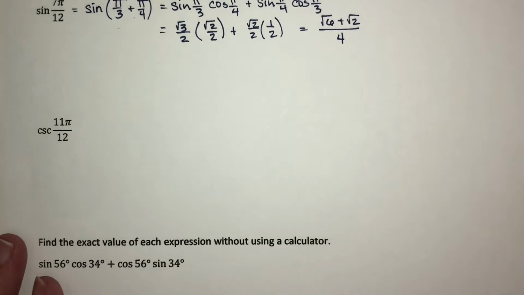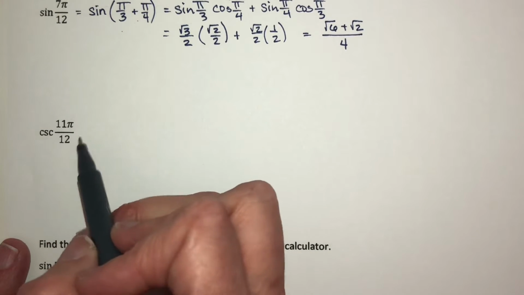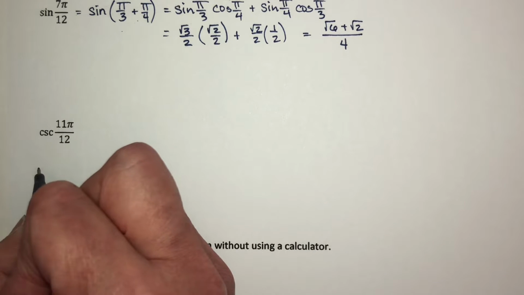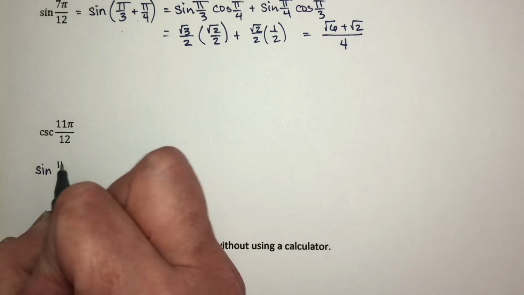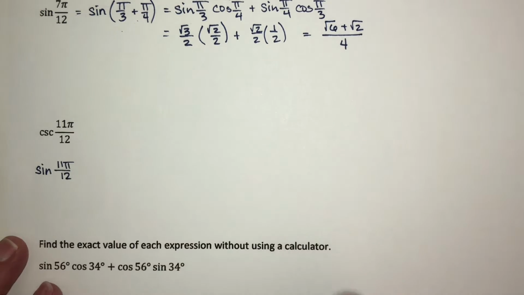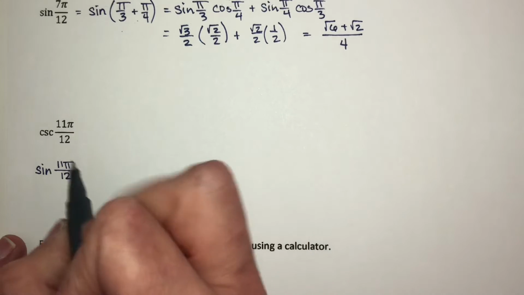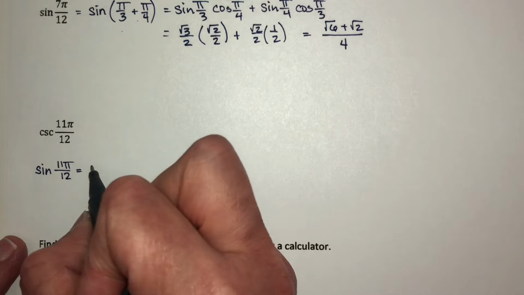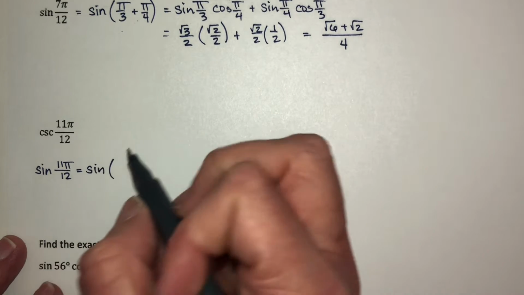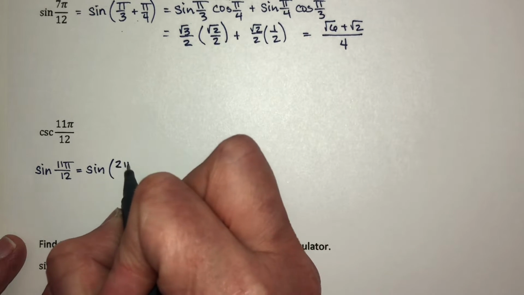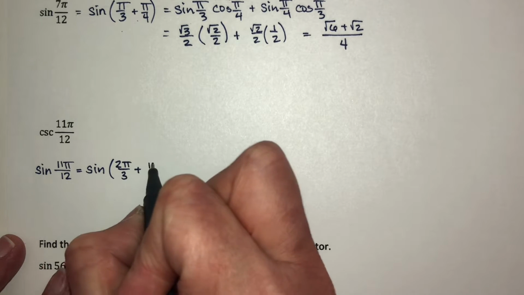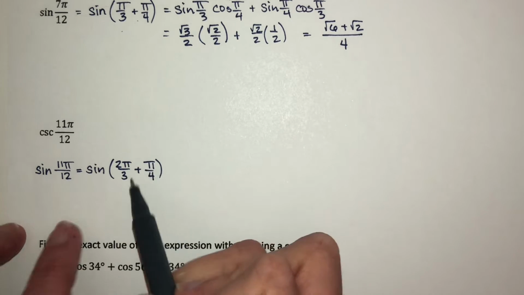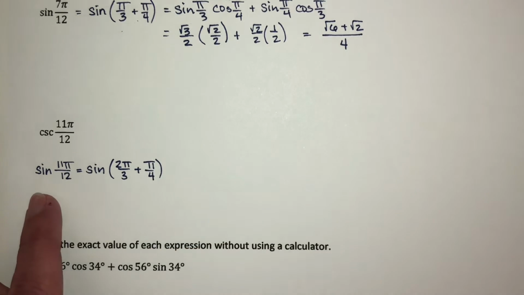Okay, now let's do cosecant of 11 pi over 12. Since cosecant is 1 over sine, I'm going to need to figure out sine of 11 pi over 12 first, and then I'll just take the reciprocal of it. Well, 11 pi over 12 can be written as 2 pi over 3 plus pi over 4. And again, I know I can use pi over 4 because I have a denominator of 12.